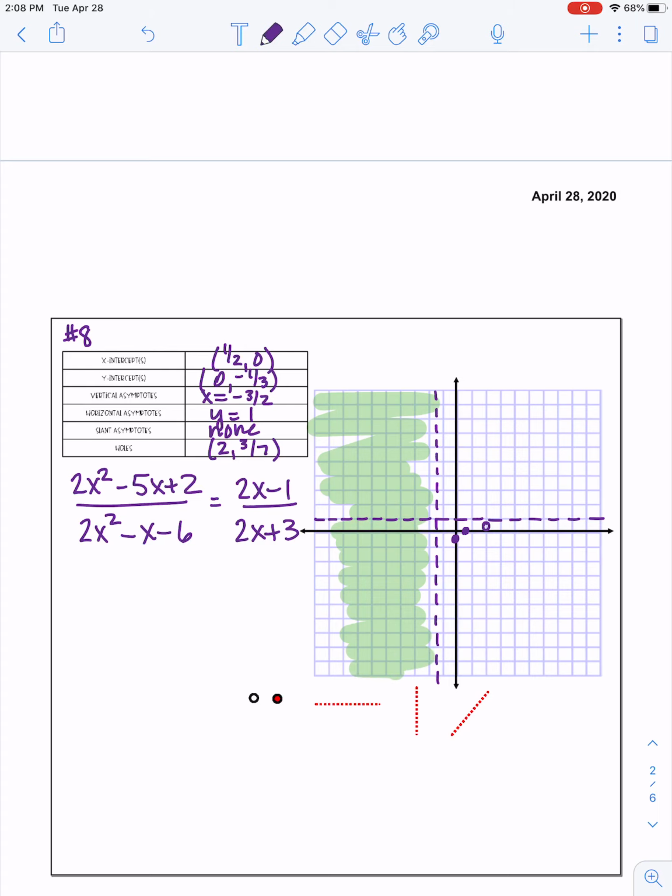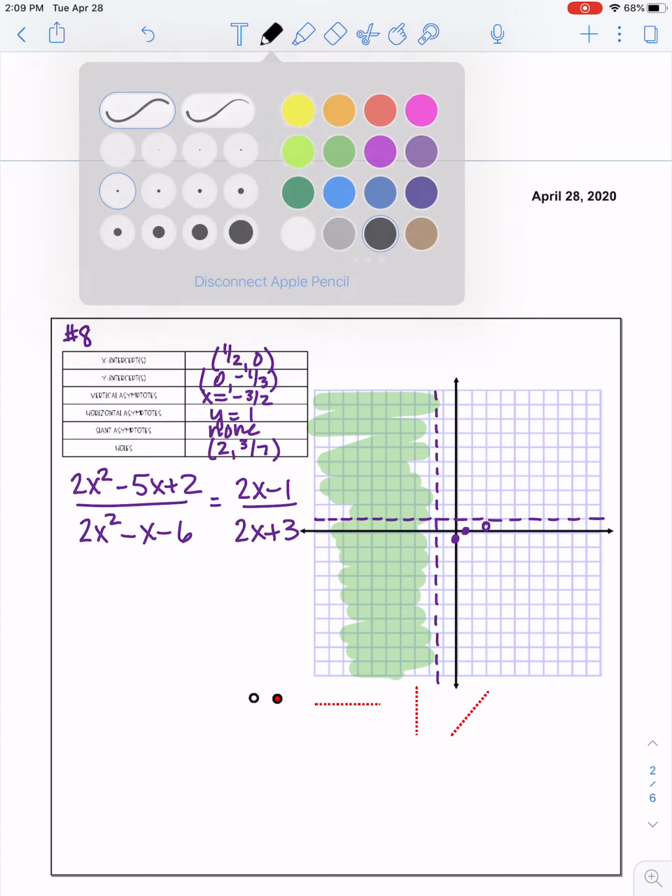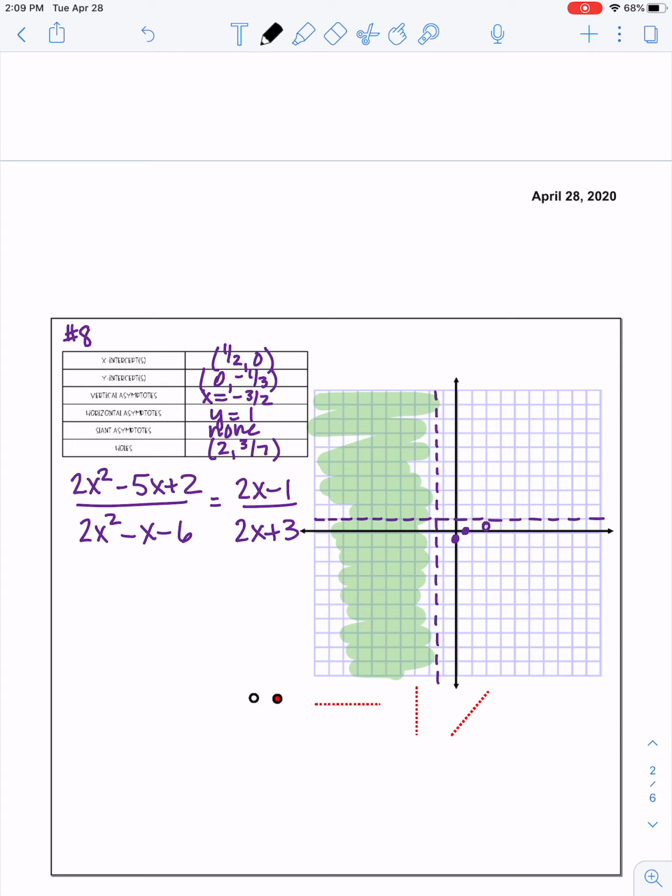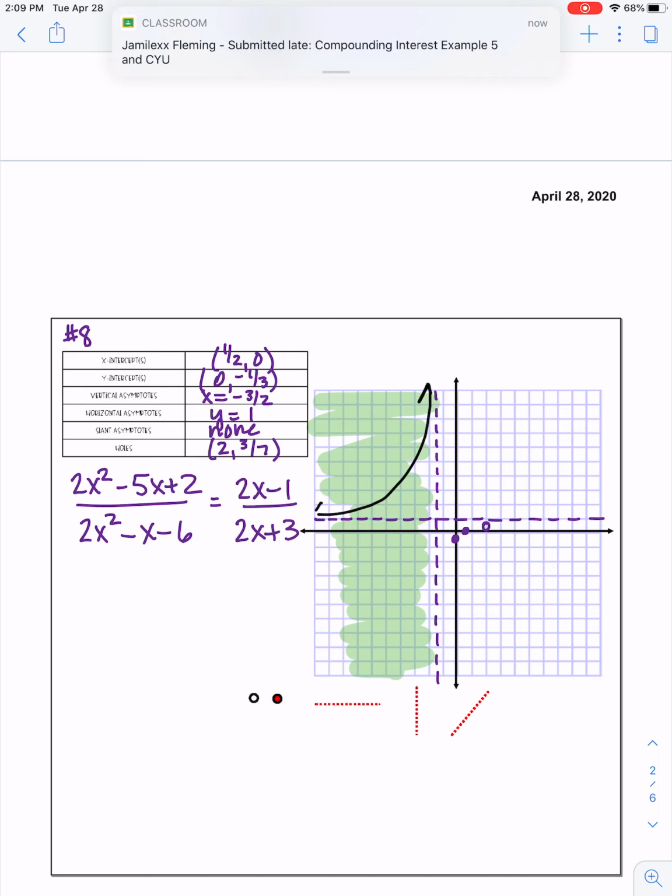Again, I have to draw 2 branches. I have to draw a branch. I have to figure out which branch. Where is it going to go? Is the branch going to be on the top, like this, or is it going to be on the bottom? Because that's to follow the asymptote, like this.